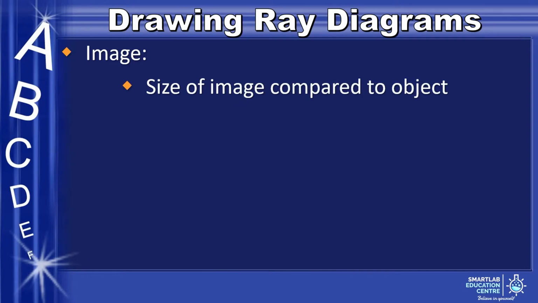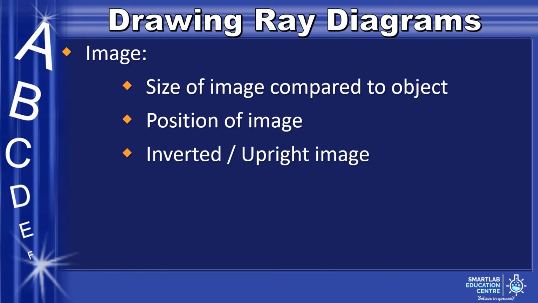When we draw ray diagrams, typically the main goals will be related to the property of the image formed. When describing the image formed, we have to take note of four traits of the image: the size compared to the object, the position of the image, whether the image is inverted or upright, as in if the image turns upside down or not, and whether the image is real or virtual, as in whether the image is on opposite sides or the same side as the object.